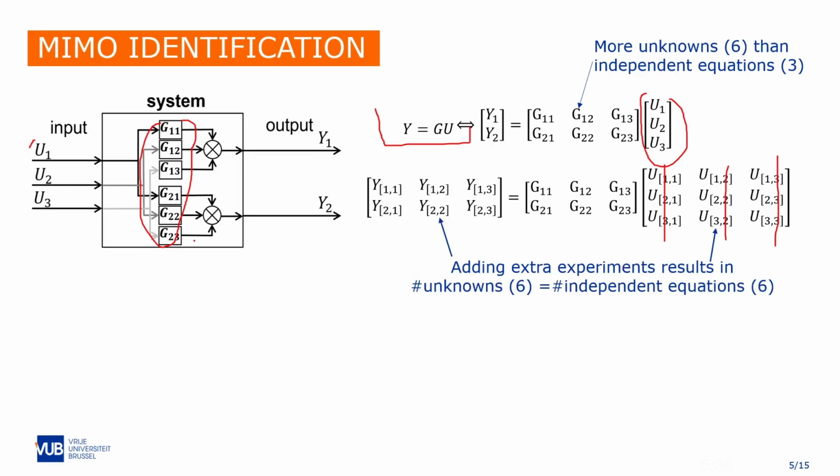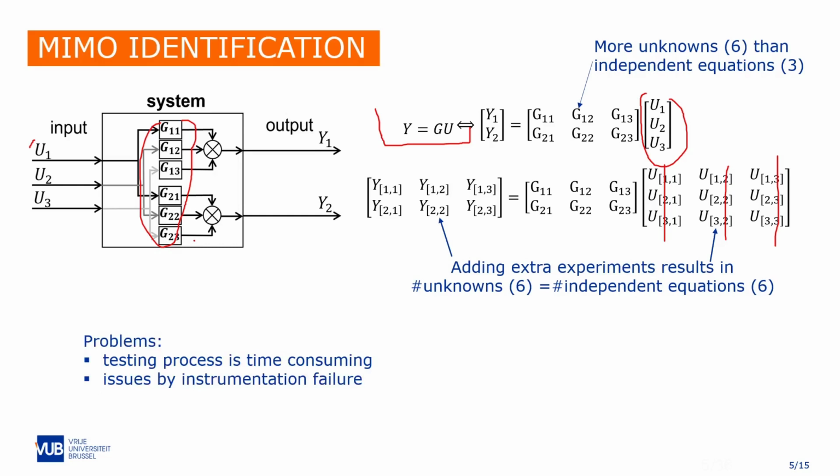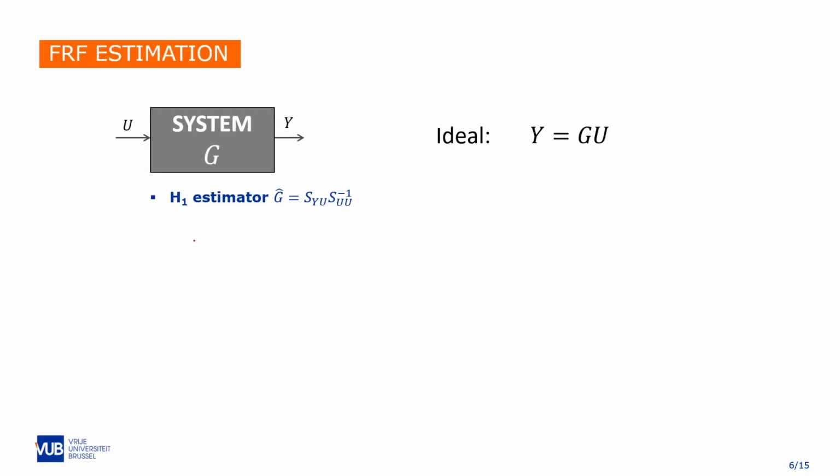I think it's fairly simple. This is the classical MIMO problem. The issue is that this can be very time consuming, and in many cases, think of a shaker test, there can be a technical failure. So we will have only a short measurement available, and it's not always possible to repeat the experiments.